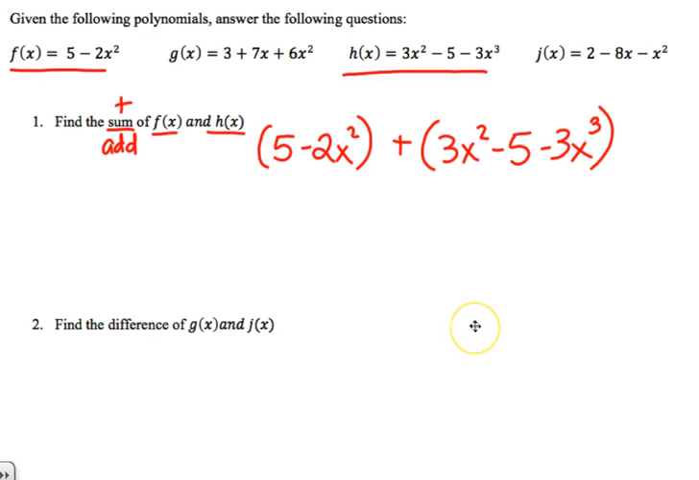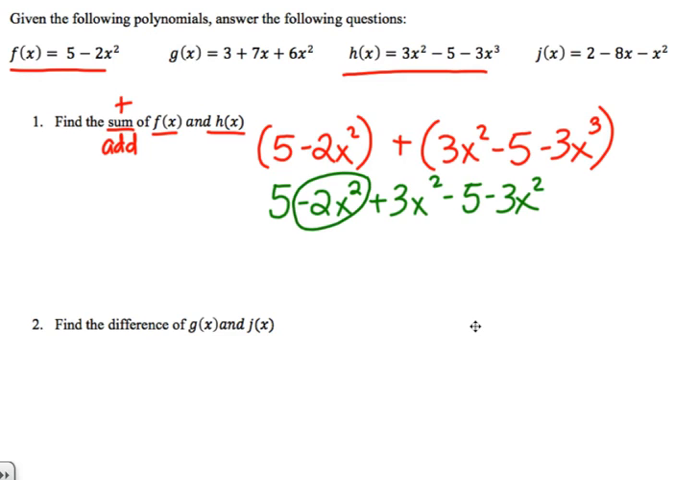Okay, so when you find the sum, remember when you're adding you can drop the parentheses and just combine like terms. So I'm going to go ahead and do that. I'm going to start with my highest exponent first, which is not squared, it's actually a cubed right there. So that's the only cubed term, so I'm going to go ahead and rewrite that over here.